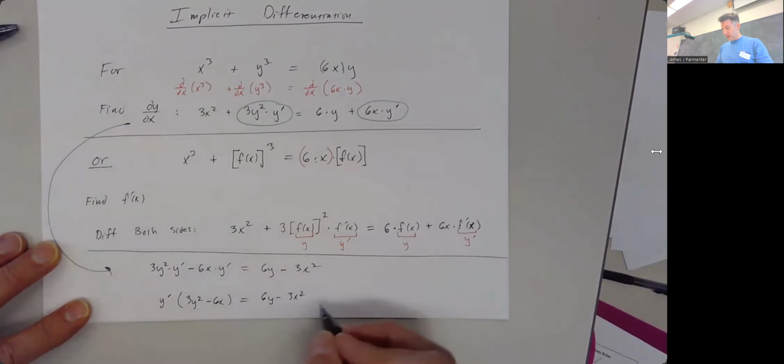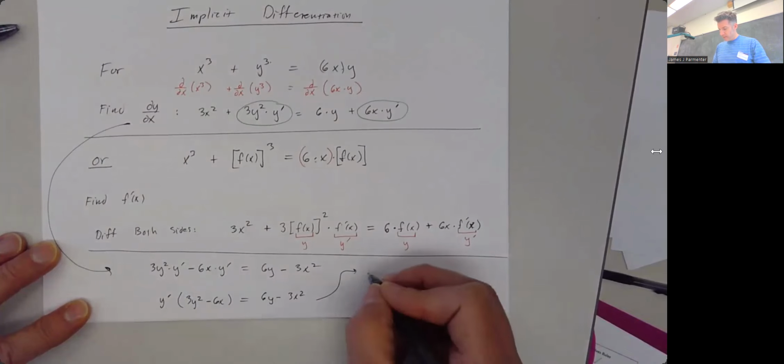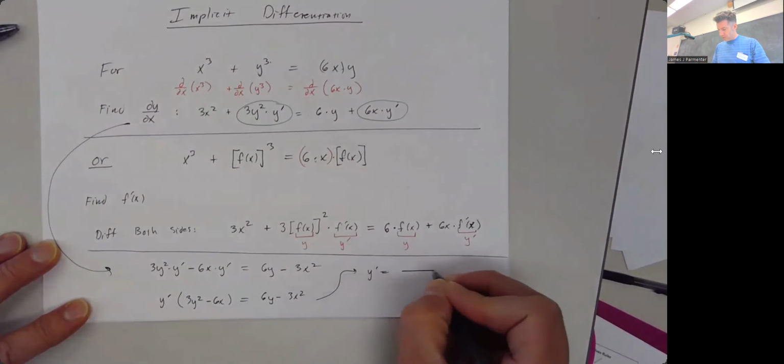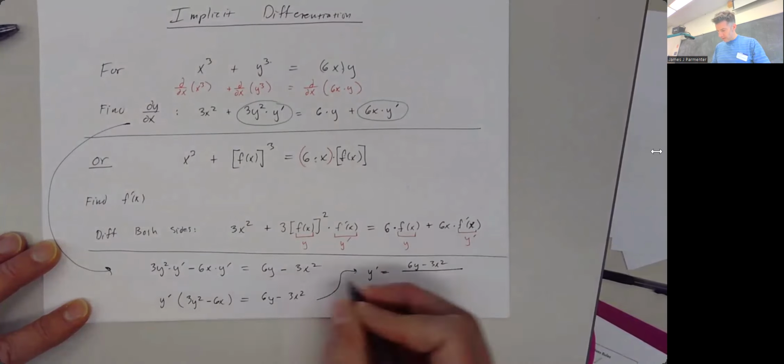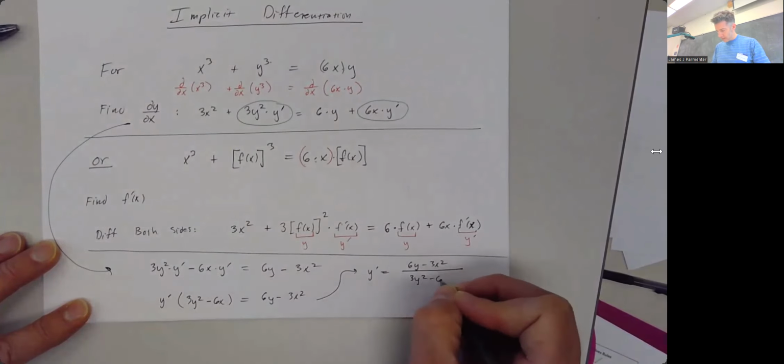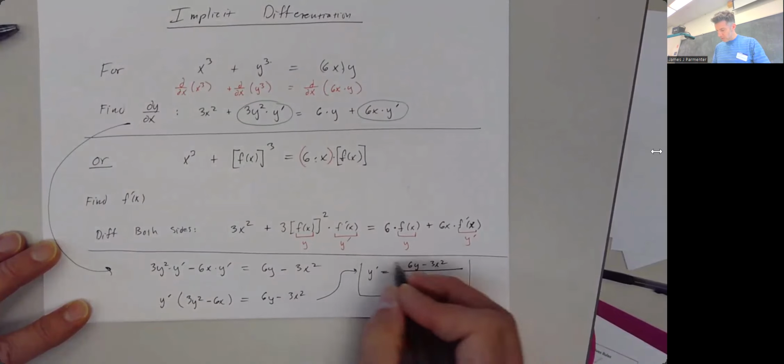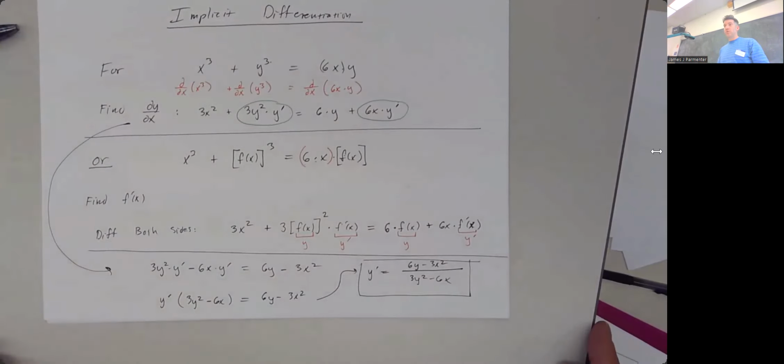And finally, you divide by whatever is multiplying y prime to get y prime equal to 6y minus 3x squared divided by 3y squared minus 6x. And that is your derivative of this original equation. We're going to do more examples, but questions about this one before we do some more examples?